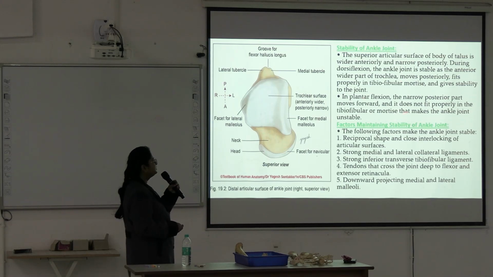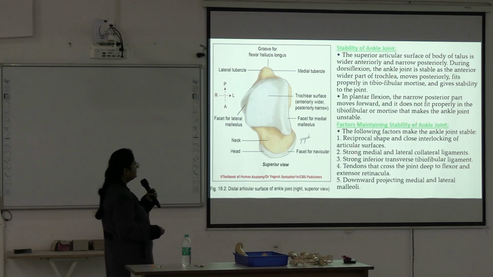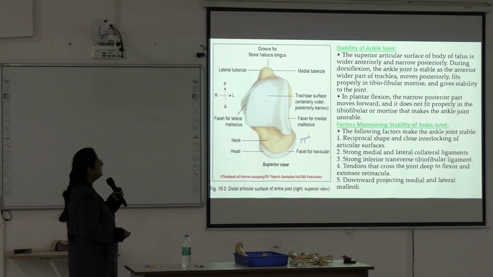In plantar flexion, the narrow posterior part moves forward and it does not fit properly in the tibiofibular mortise, which makes the ankle joint unstable. So, in plantar flexion the joint is unstable, but in dorsiflexion the joint is stable. Okay. So, what are the factors maintaining the stability of the ankle joint?